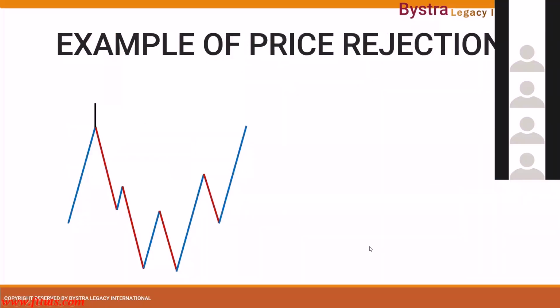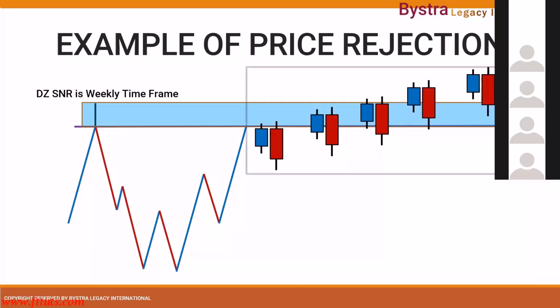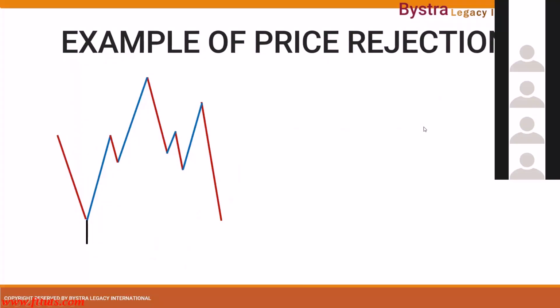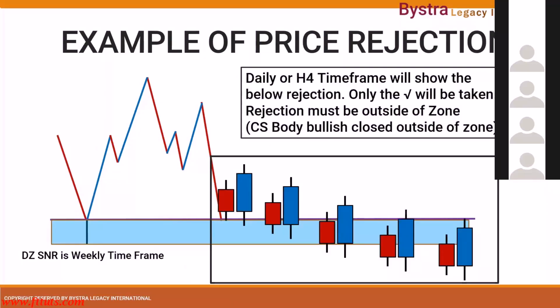So I'm going to show you an example here. I think all of you have seen this in the course, but I'm going to repeat it again, okay? This is how we mark our danger zone SNR, and we can see that it must close outside of the zone. Price must touch the zone and close outside the zone, not up here. This is very, very high risk. Same goes with the buy setup. Price must come into the zone and close outside of the zone.